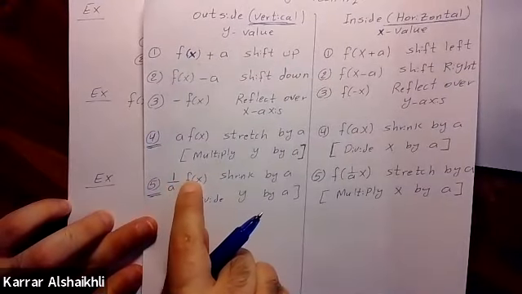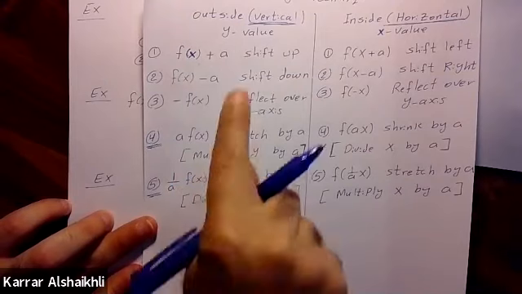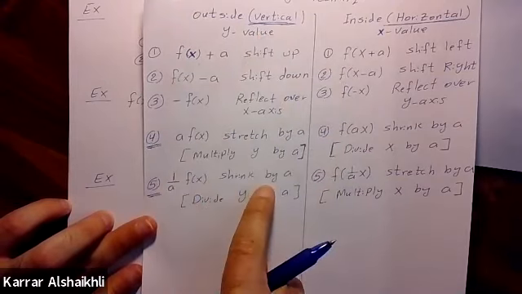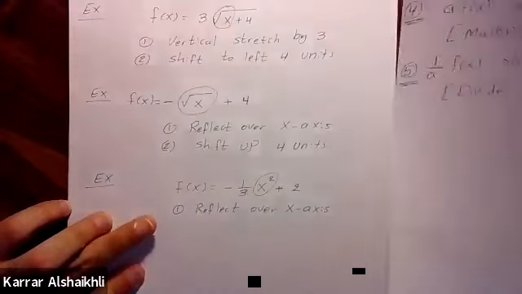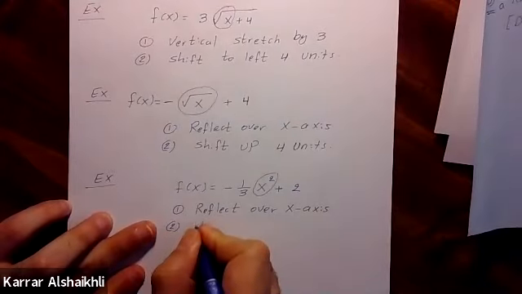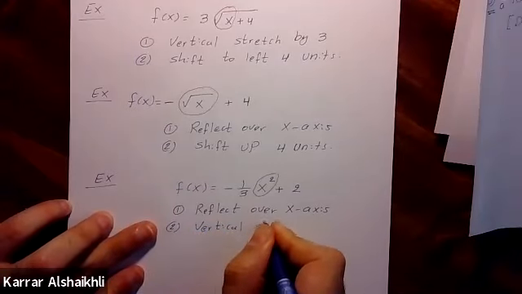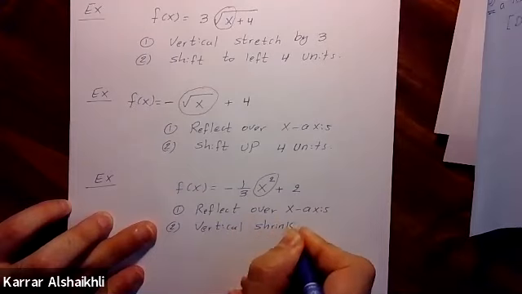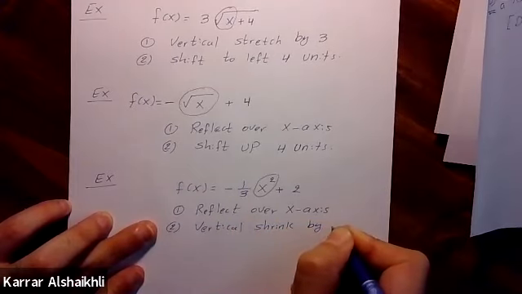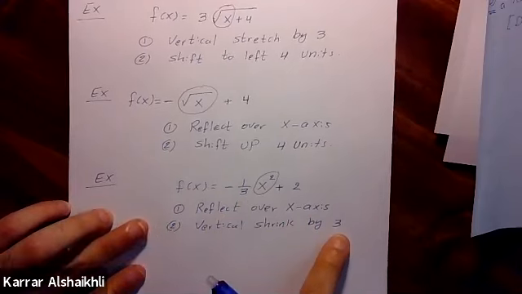1/3 outside the parent function. So it's going to be shrink, or you can write down vertical shrink by A. So we're going to write down the second technique is vertical shrink by A, which is 3, not by 1/3. Be careful. By A, which is the 3.